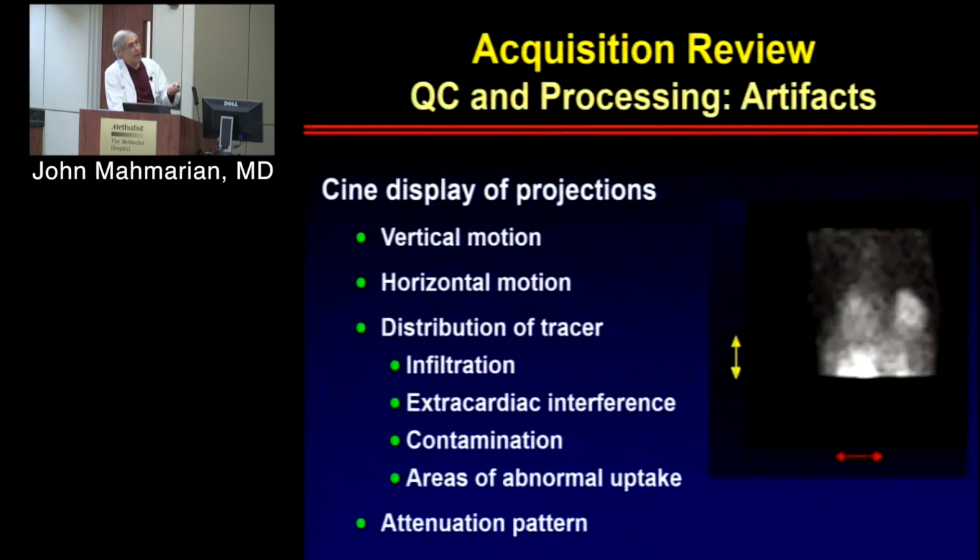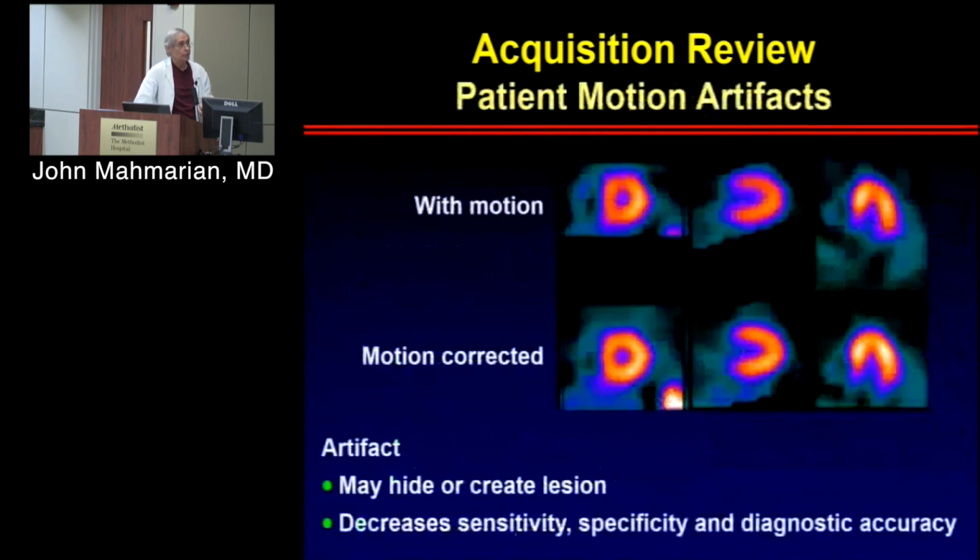In terms of looking at images, now we're down to the physician level. It's very, very important that you always look at the raw data. As I tell you, you need to look at the raw data before you look at anything else, because you can get a lot from the raw data. Is there vertical motion, horizontal motion, by looking at the spin data? What is the distribution of the tracer? Is there infiltration of dose? Is there extracardiac interference or contamination? Are there areas of abnormal uptake? We sometimes see breast mass and those kinds of things. And the attenuation pattern, if there's diaphragmatic or breast attenuation, etc.